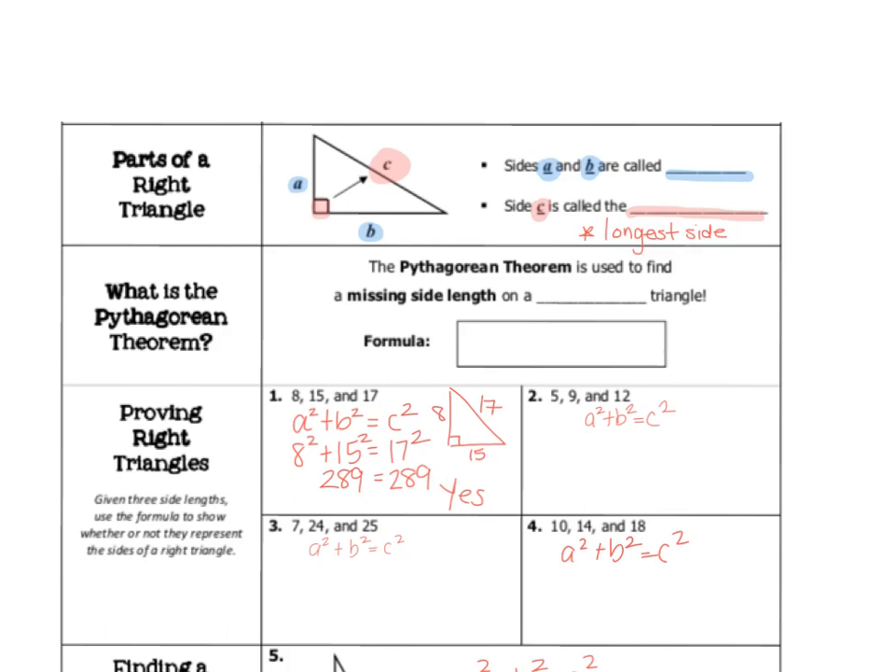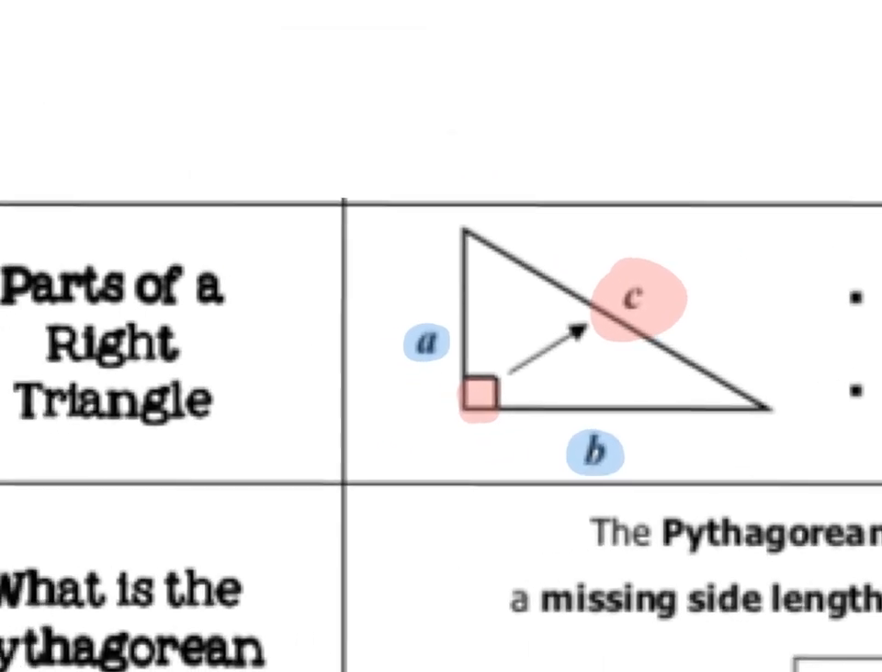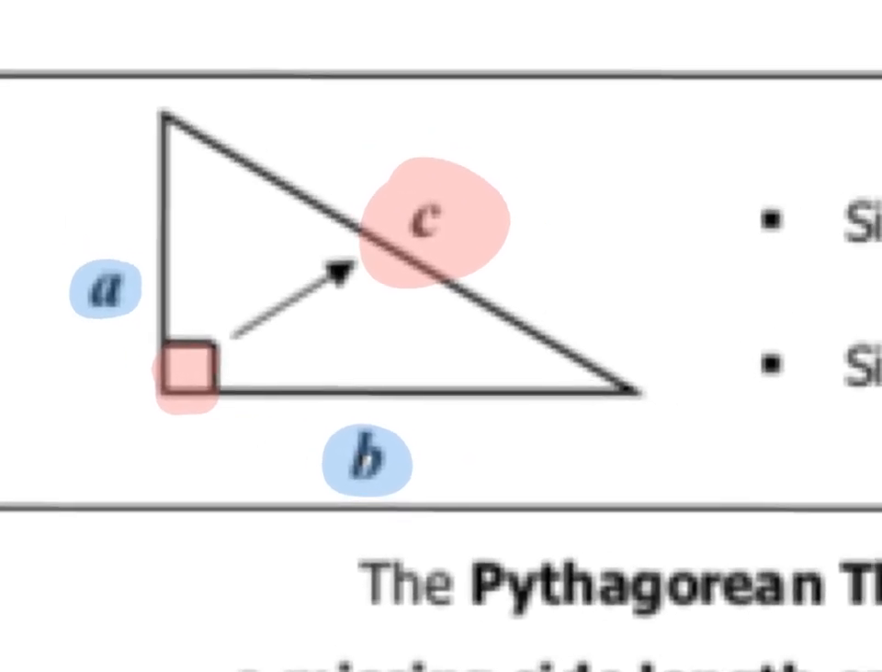Hi everyone. We're going to talk about the Pythagorean theorem today, which is a formula we use for a right triangle. If you notice, let's zoom in on the parts. We have A, B, and C, which are all three sides.